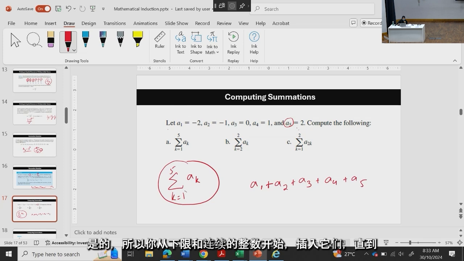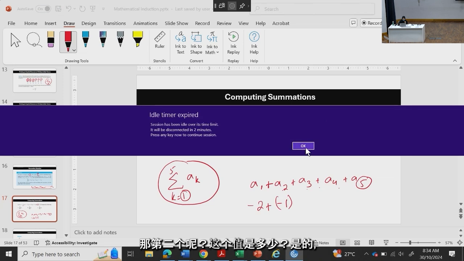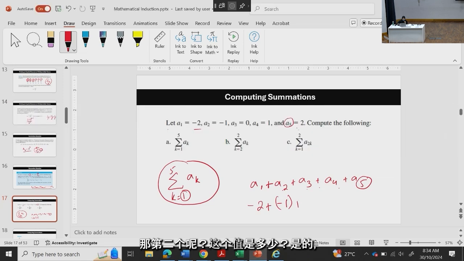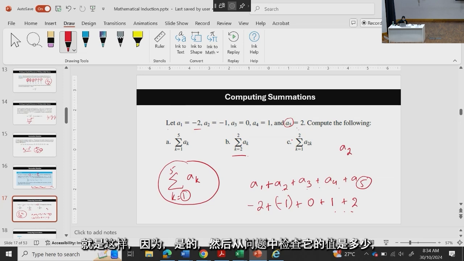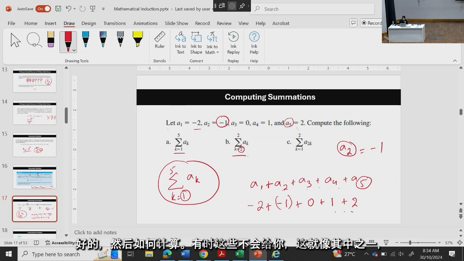You start from the lower limit and take consecutive integers, plugging those in, reaching till the final value. Here the values are given to you, so you just have to plug in those values. What about the second one? What will be the value for this? From the question, check what the value is for that, minus 1. So this is to show you where to start and where to end, and then how to compute.